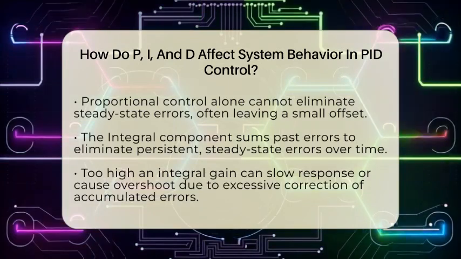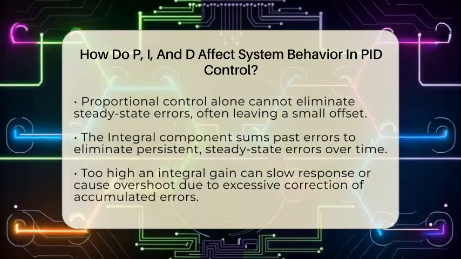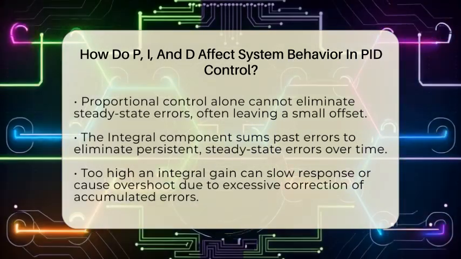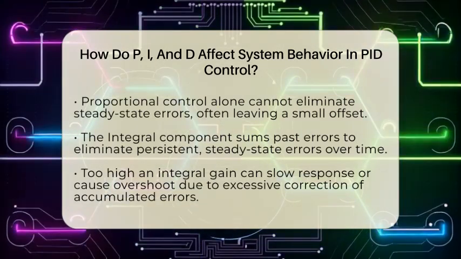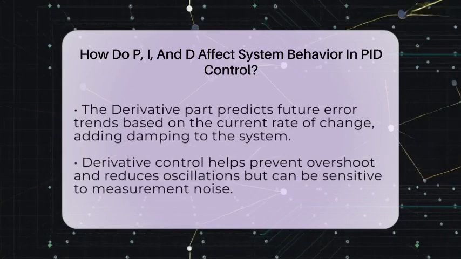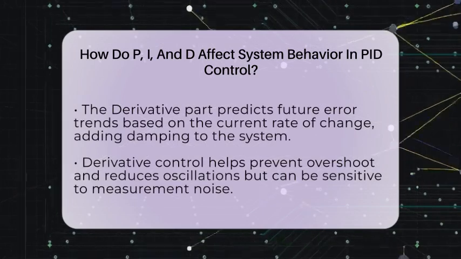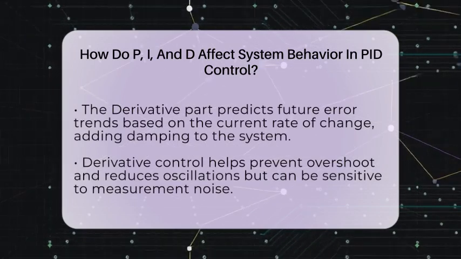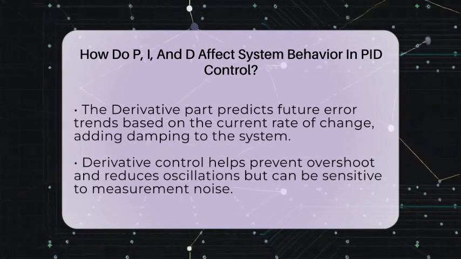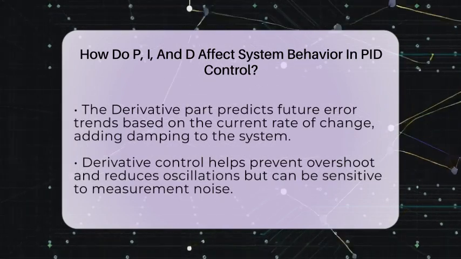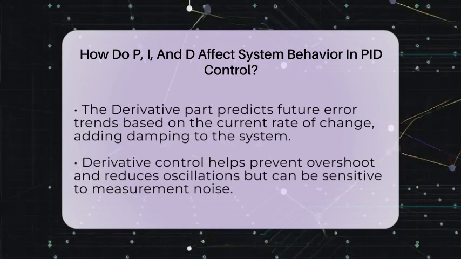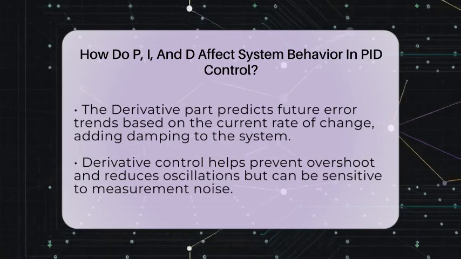Finally, the derivative part predicts how the error will change in the future based on its current rate of change. Think of it as a warning system that anticipates trouble ahead. If the error is increasing rapidly, the derivative acts to slow things down, preventing overshoot and reducing oscillations. It adds damping, making the system's response smoother. But because it reacts to the rate of change, it can be sensitive to noise in the measurements, which might cause jittery control signals. Derivative control doesn't directly fix steady-state error but improves how the system reacts during transients.